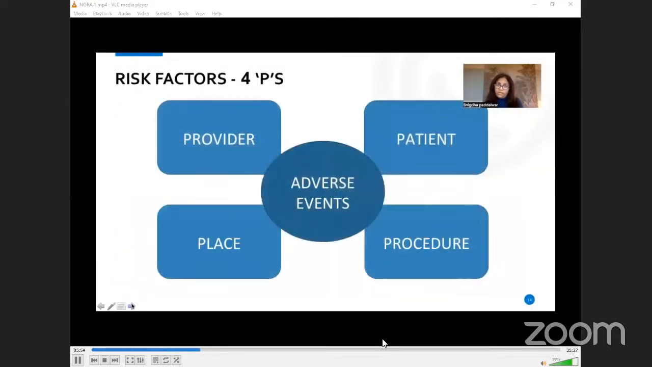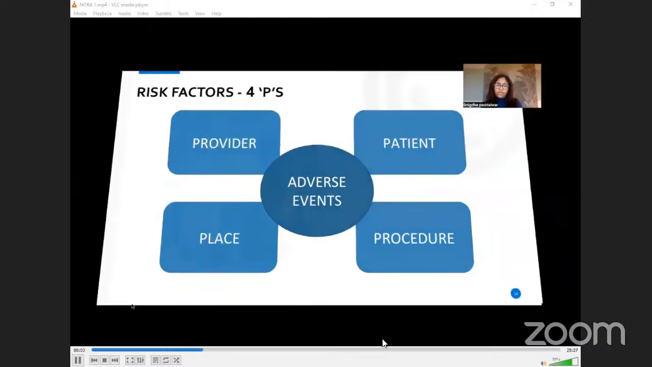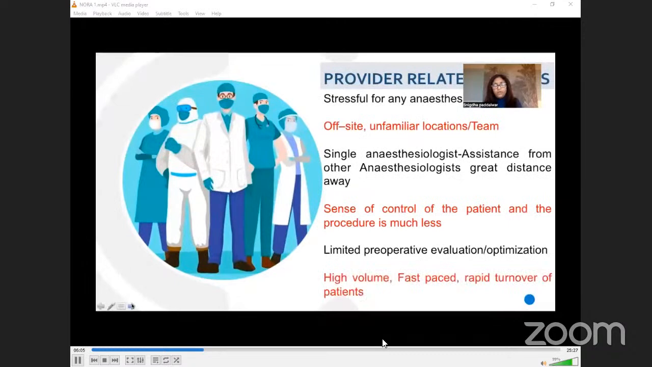So the high risk factors of the adverse events which are known to occur in these locations are attributed to 4 P's, and they are based on provider, patient, place, and procedure. So providing anesthesia in remote location anesthesia itself is stressful for any anesthesiologist because of off-site and unfamiliar locations. Sometimes these locations are in the basement of the hospital, far away from the main operating room theaters, and that's why the anesthetist feels unsupported from his colleagues.